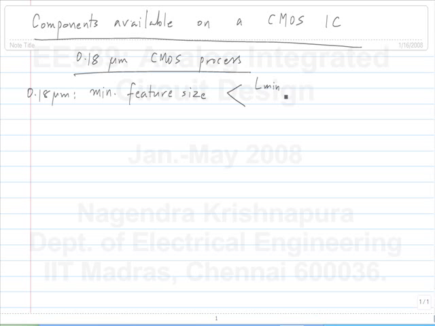So, it's usually the minimum length of a MOS transistor or minimum metal pitch. But even when the minimum length is different from this, it won't be too much different. It may be instead of 0.18, 0.16 or 0.20 or something.